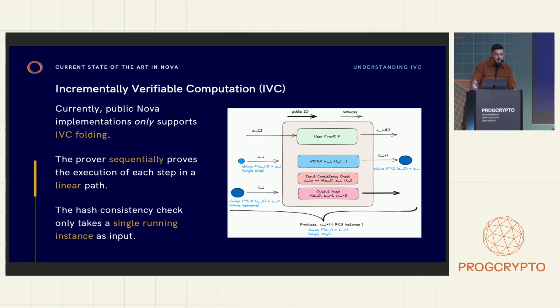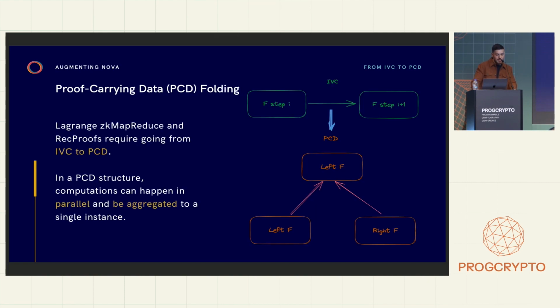If we look at the public implementations of Nova available today, they only support IVC-based folding, where you sequentially prove the execution of every step and then you compose them together. There's a single running instance that's used as input for the next proof. The issue with this is that it doesn't support the types of constructions we've been discussing up until this point. So we need to take the public implementations of Nova and upgrade them from an IVC-based construction to a PCD-based construction, such that the computation can be done in parallel, and then later aggregated.